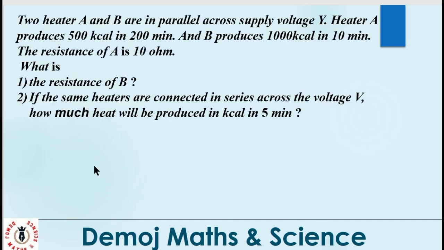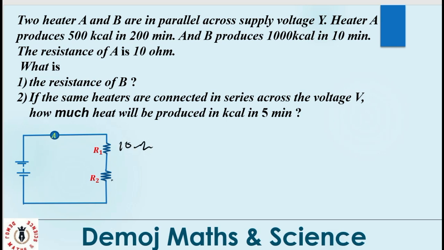The second part of the question wants me to find, if the same heaters are connected in series across the voltage V, how much heat will be produced. Since I have the same heaters connected, this is my 10 ohms for A, and they are now connected in series. We've gotten B to be 0.25 ohms. And the square of this voltage, remember we're using the square of the voltage, we've gotten to be 5 over 12. I want to leave these values this way.